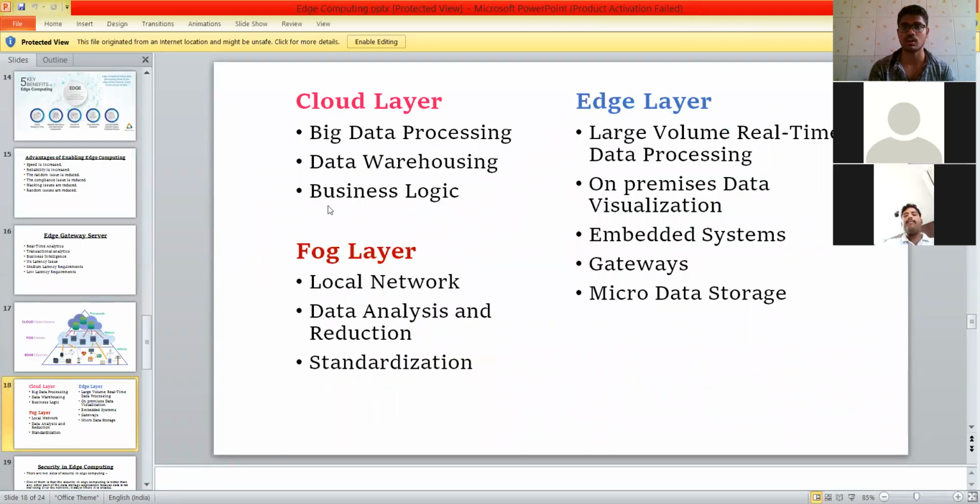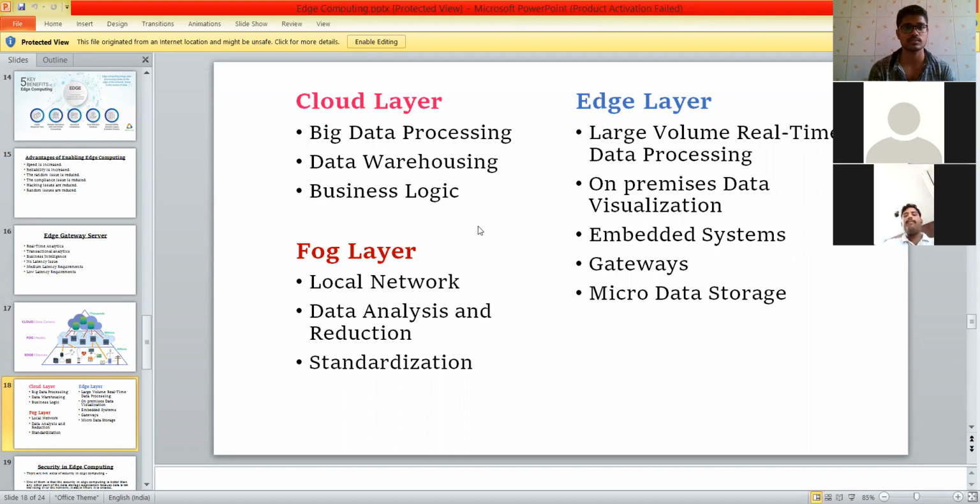In the edge layer, we have large volume real-time data processing on mobile devices, on-premises data visualization, embedded systems, which we are talking about as circuits and gateways, and micro data storage, which is nothing but SD cards, memory cards or pen drives that we are discussing. So next is the fog layer.